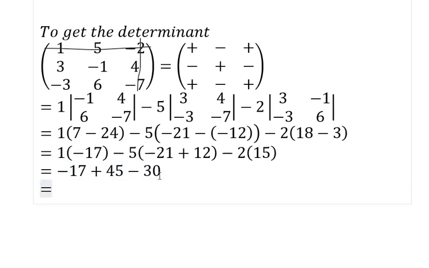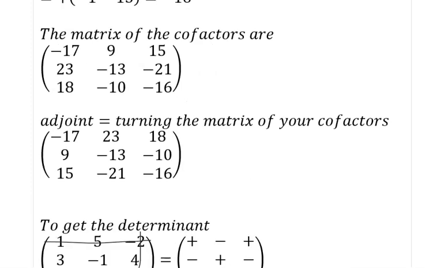So having done that, now say minus 17 plus 45 will give us 28. 28 minus 30 will give us minus 2. Minus 17 plus 45 will give us what? 28. 28 minus 30 will give us what? Minus 2. Awesome. So this is our determinant.